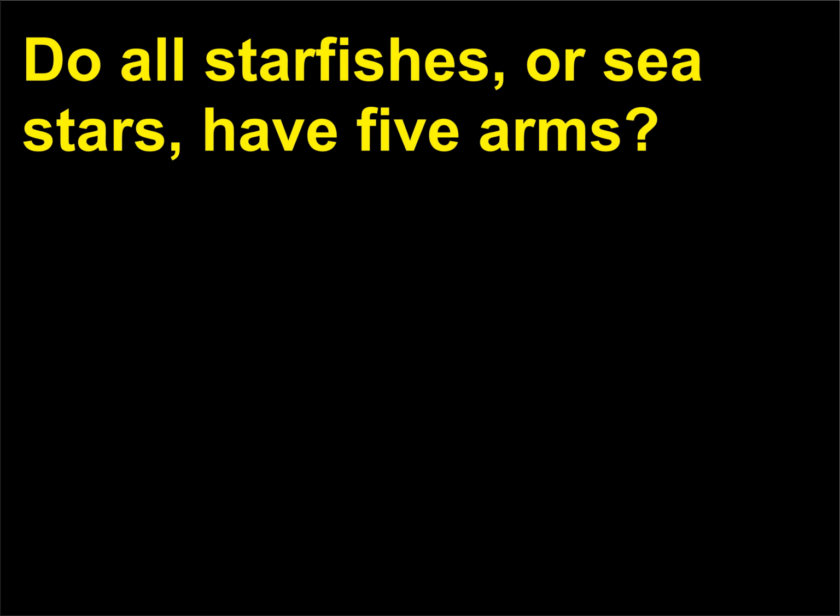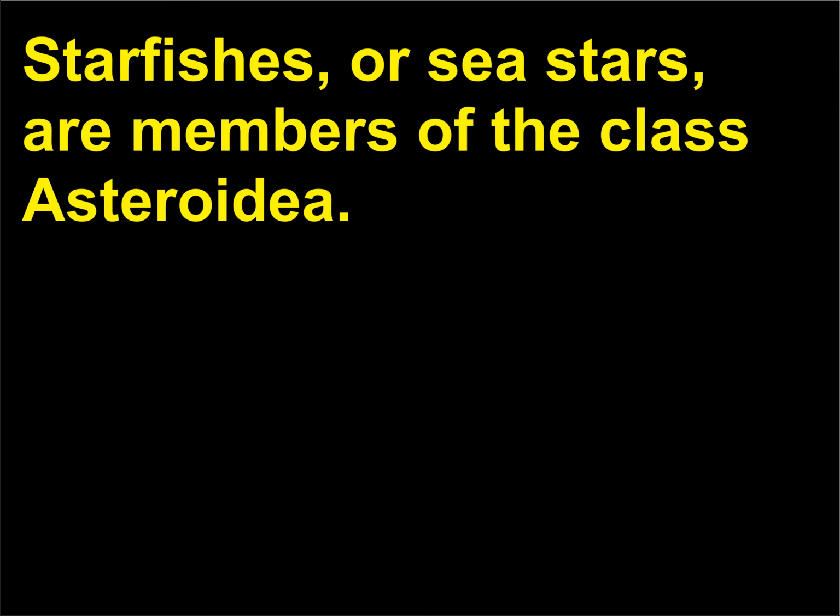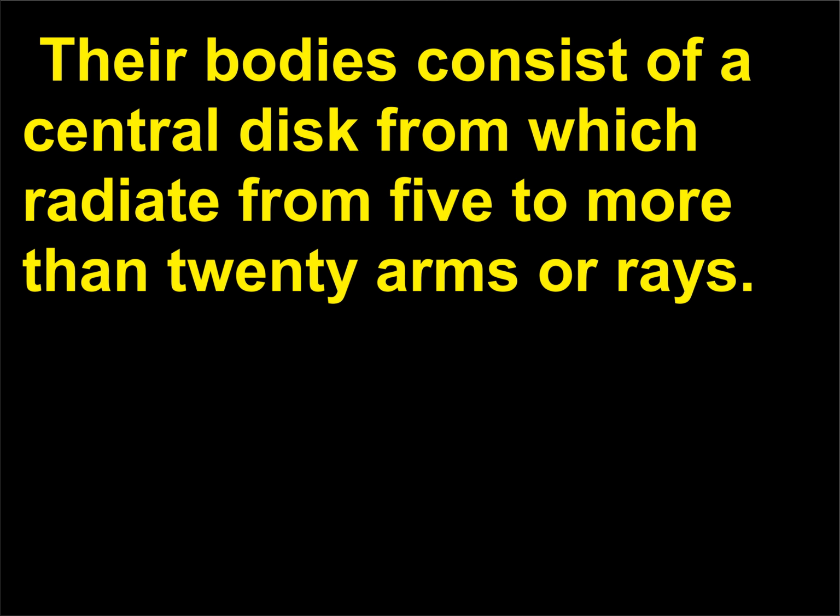Do all starfishes, or sea stars, have 5 arms? Starfishes, or sea stars, are members of the class Asteroidea. Their bodies consist of a central disk from which radiate from 5 to more than 20 arms or rays.